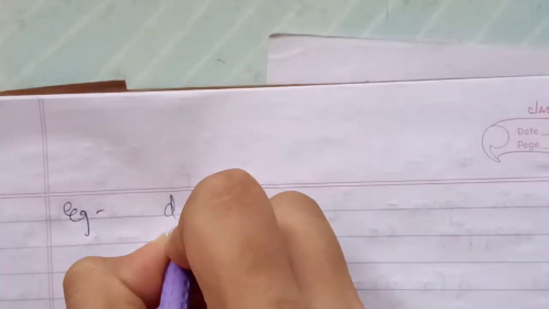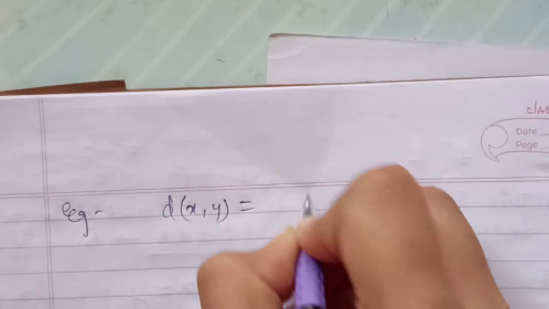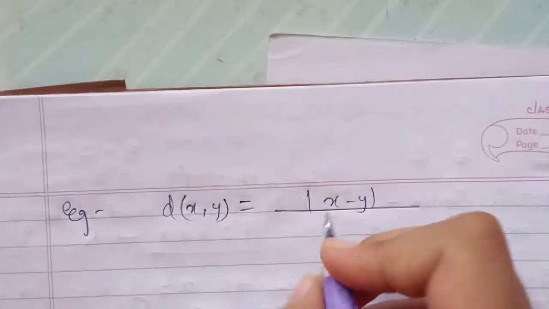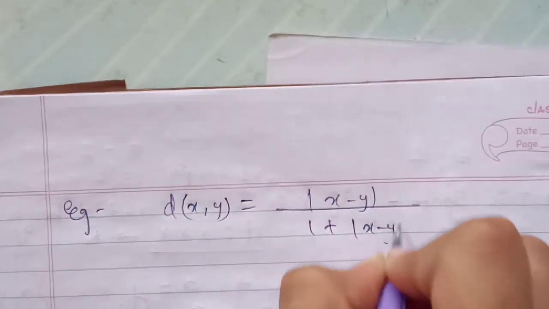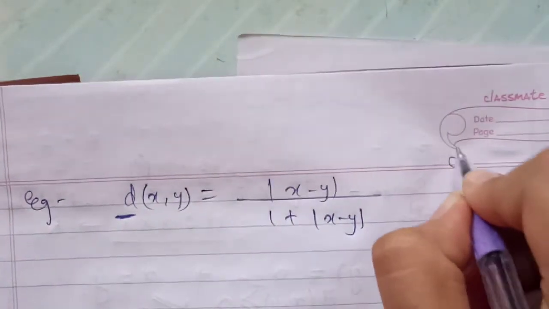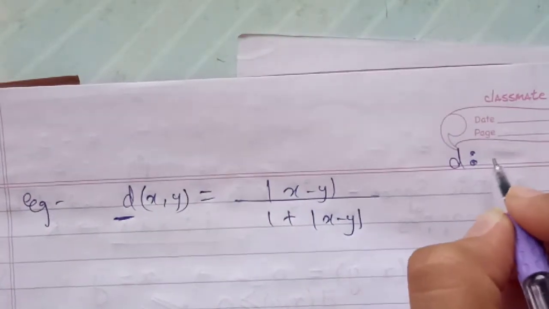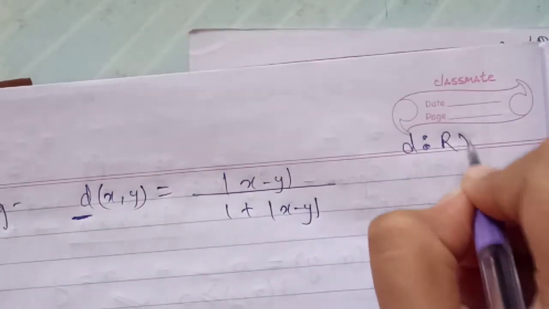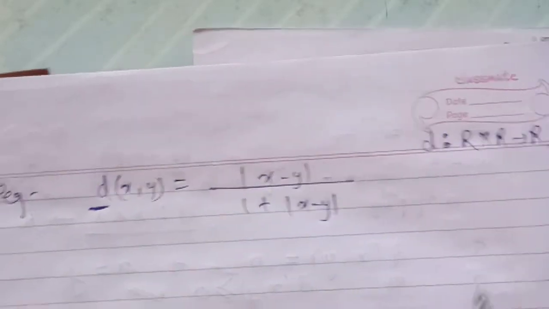Hello friends, in our previous video we have seen what is a metric space, and now we are going to solve an example of metric space. Suppose our example is distance between x,y is defined as mod of x minus y upon 1 plus mod of x minus y, and we have to show that D is a metric space where D is defined as D from R cross R to R.